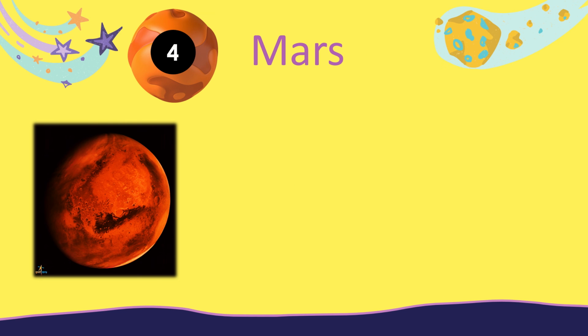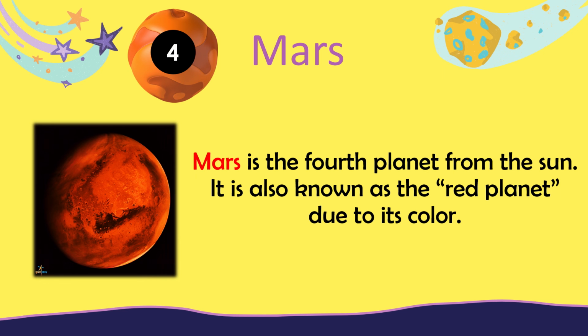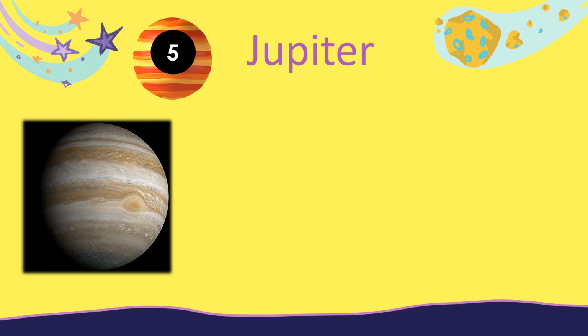Very good. Number 4, Mars. Are you from Mars? Let's find out why. One more time, please. Mars. Okay. So Mars is the 4th planet from the sun. It is also known as the red planet due to its color. So the red planet is called Mars. What is the red planet? Mars. Very good.